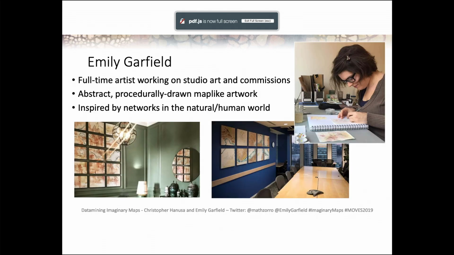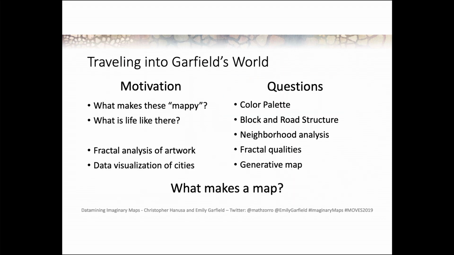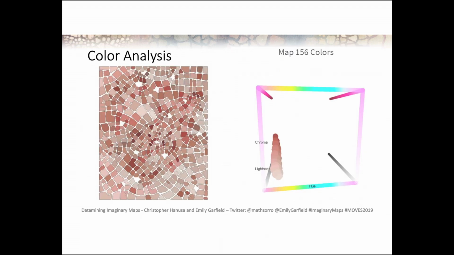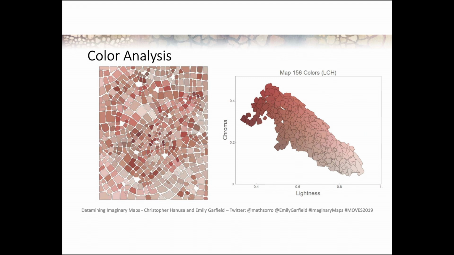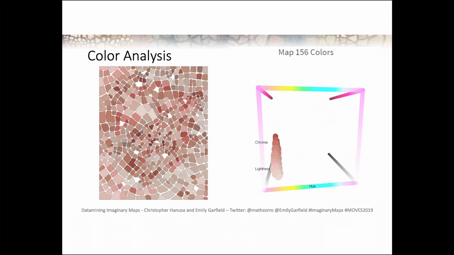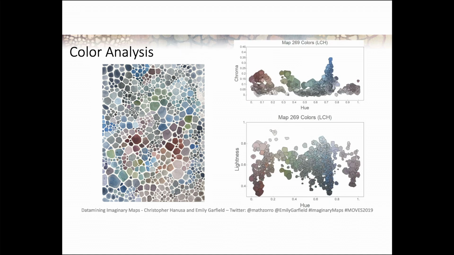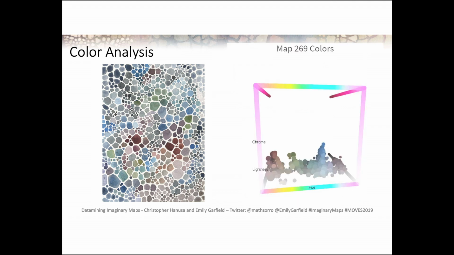All right, so since I'm here, here's a picture of Emily. This is what Emily looks like. Okay, here we go. So here's a picture of this map, and here's the 3D version of that map. And here's another one of these pictures, and these are the 2-dimensional and then 3-dimensional versions of the color schemes.